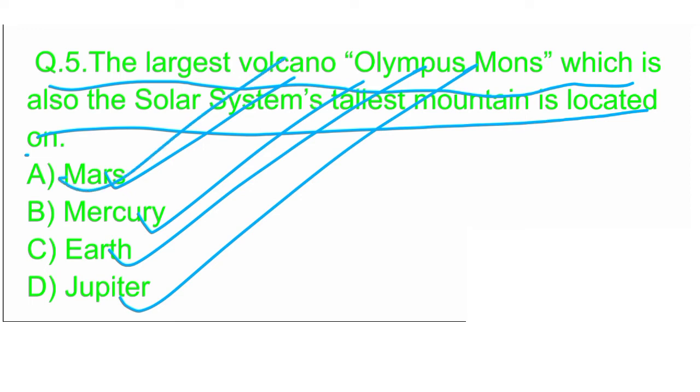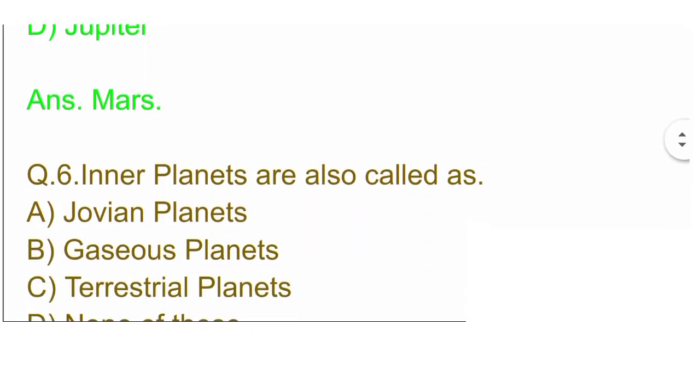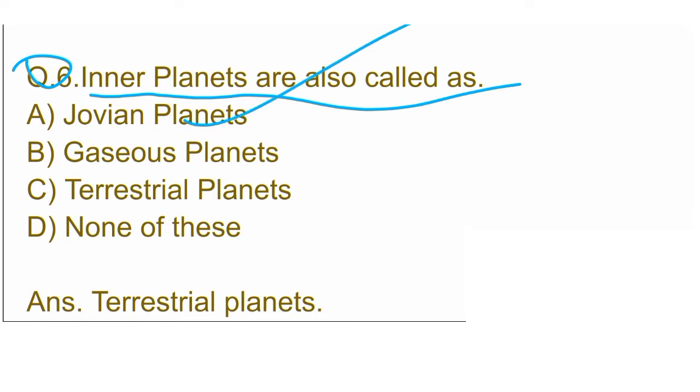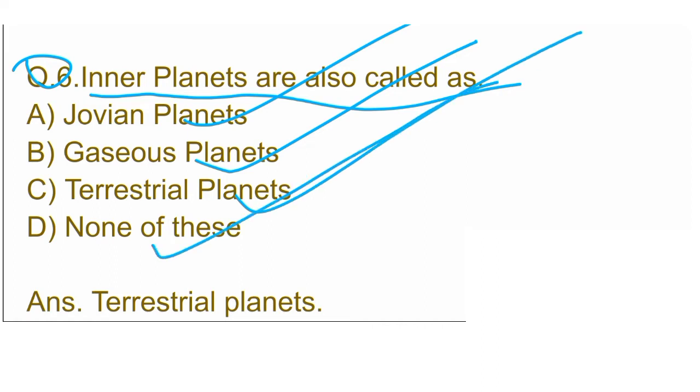Question number 6: the inner planets are also called? Option A, Jovian planets; option B, gaseous planets; option C, terrestrial planets; option D, none of these. The correct option is C, terrestrial planets.